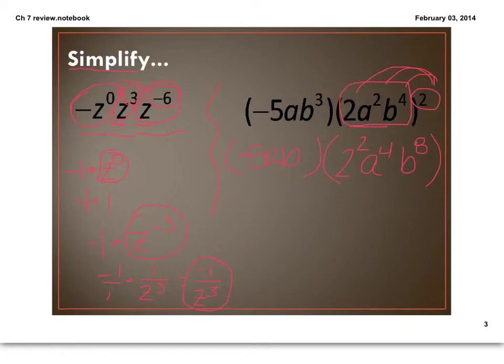So I'm going to take that and multiply it times -5ab to the 3rd power. So now we're going to multiply things together. I can clean this up. 2 squared would be 4. So negative 5 times positive 4, that would be negative 20.